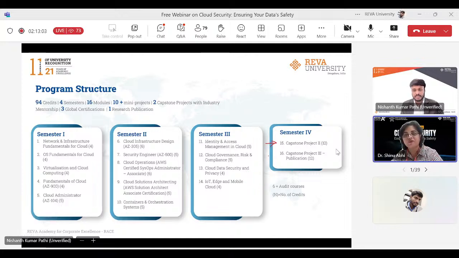And at the end of it, we will also help you run an end-to-end project on the cloud. There are a lot of automation projects which Nishant has mentioned that we run here, and that becomes your gateway to enter into the cloud.